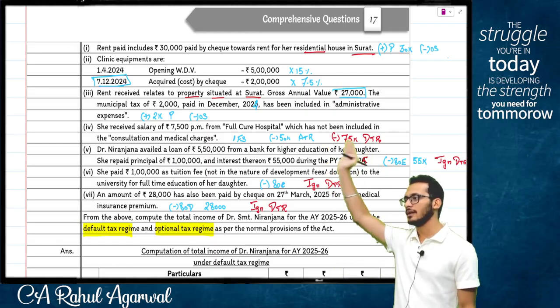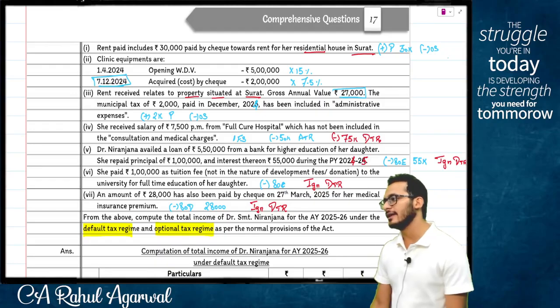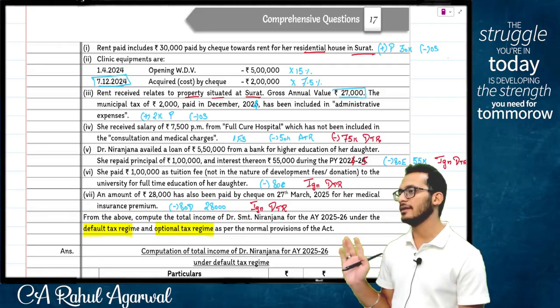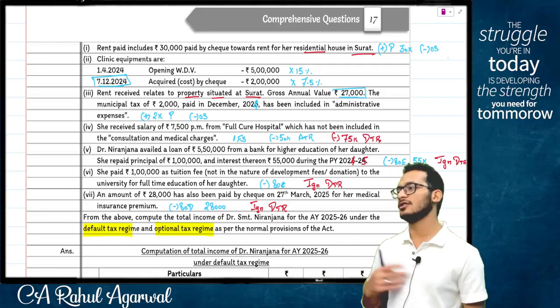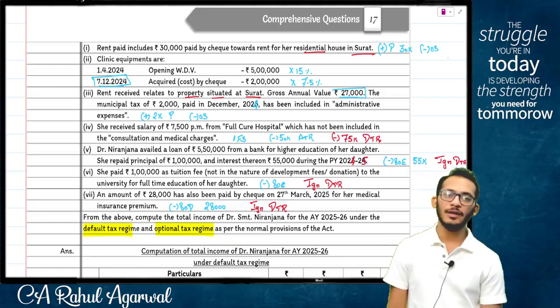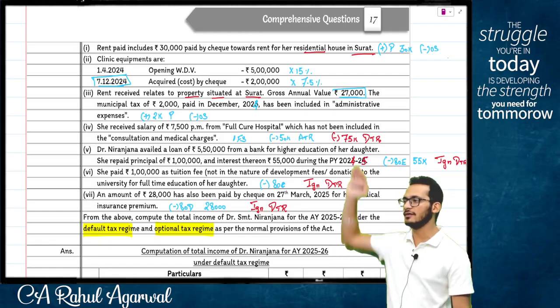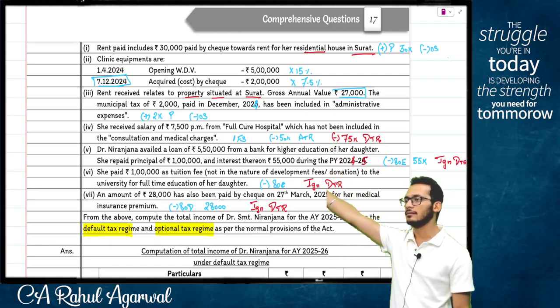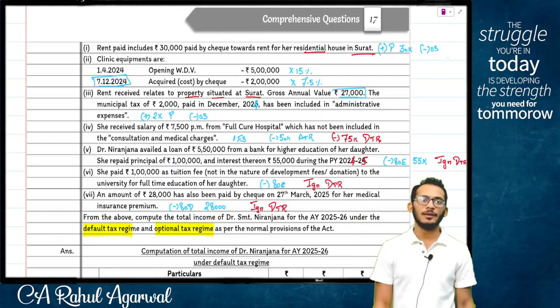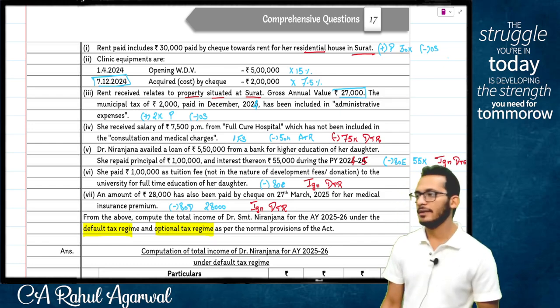30,000 will get ignored, because 30,000 is my own house rent, which is a personal expense, so not considered. I have made an assumption that they both are the same house. You can also make an assumption they both are different houses, in which you will ignore 30,000 and take the 27,000 as your income from house property.